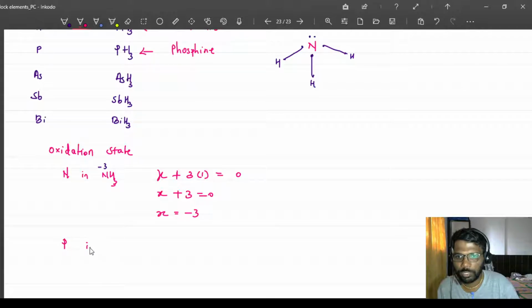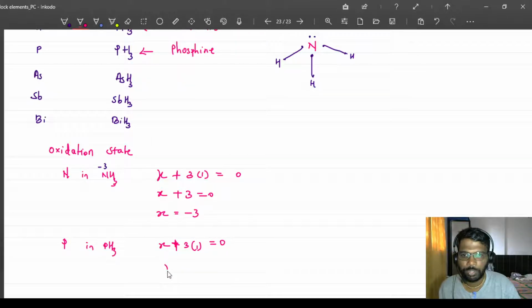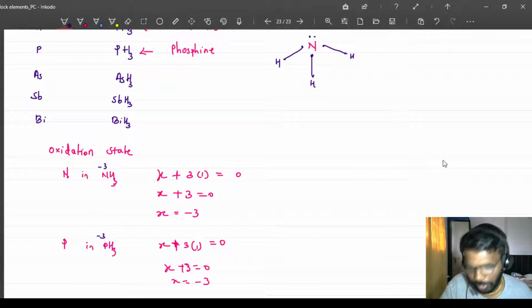Same way for phosphine. Phosphorus in phosphine: X plus 3 into 1, because 1 is the charge on hydrogen, is equal to 0. Overall charge is neutral. So X plus 3 is equal to 0, and again X is equal to minus 3. The oxidation state of phosphorus in phosphine is minus 3. Same way for the other elements.